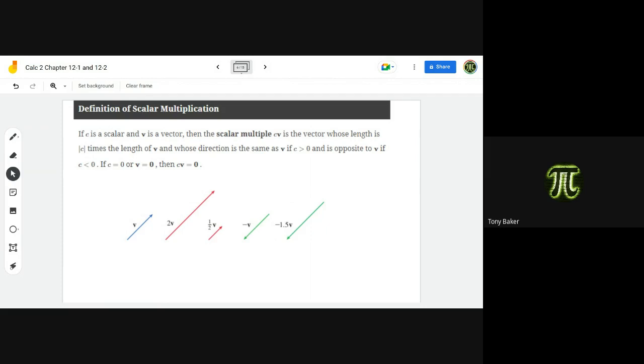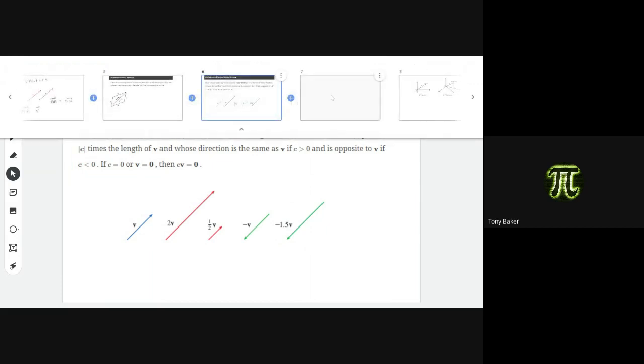So when we're looking at vector addition and scalar multiplication, how do you think subtraction is going to work? You basically switch the direction and then add. So that's in essence how we're going to do subtraction.